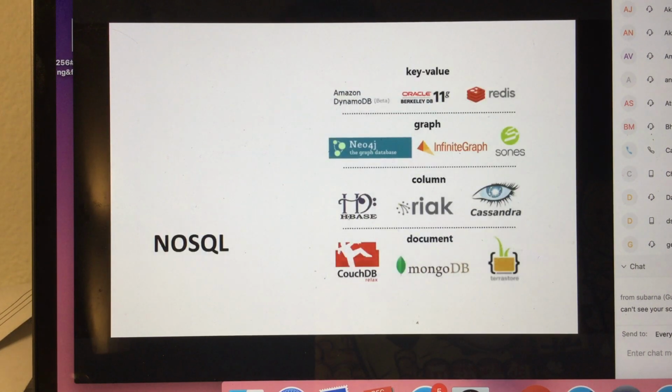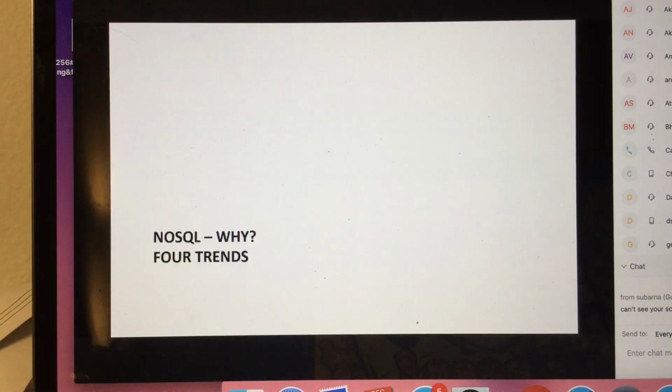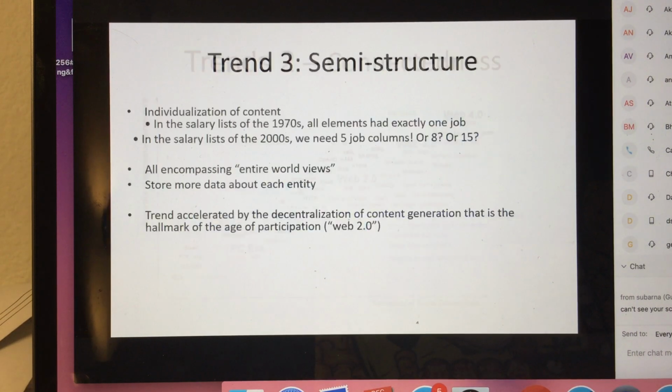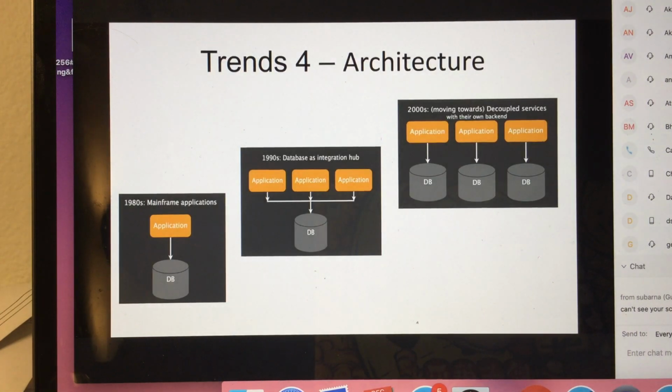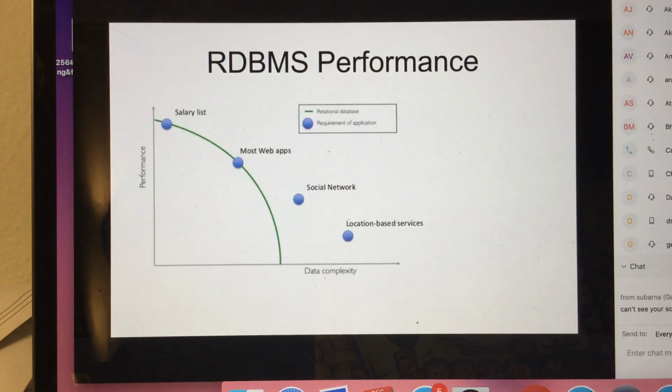All right, so the different types of NoSQL, right? So we have 4 different types, right? So we have key value, graph, column, and document. And they all have different characteristics, right? So you should be familiar with the different types of NoSQL databases and how they map to different use cases. What are their characteristics?